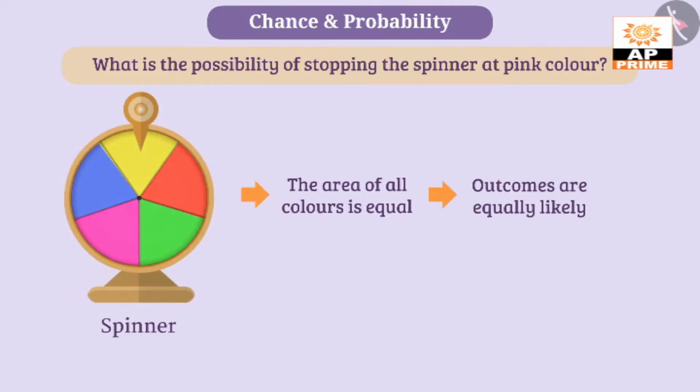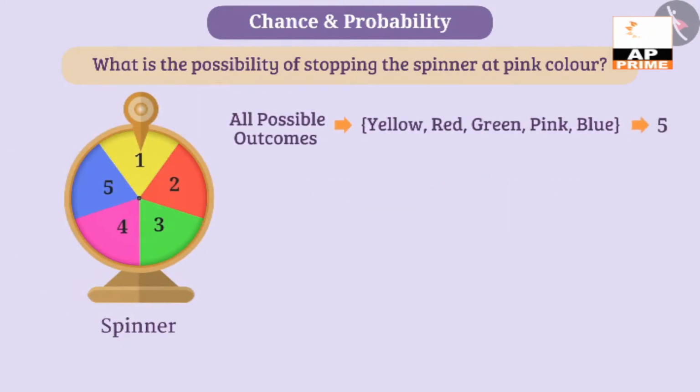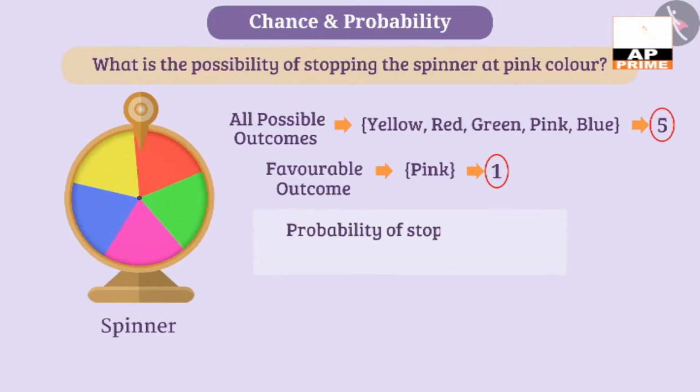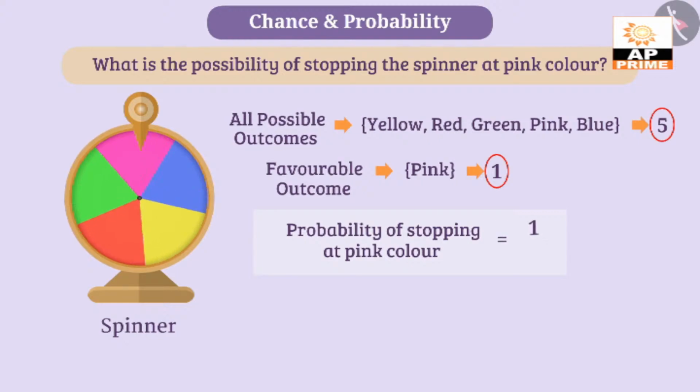In this experiment, there are total 5 possible outcomes. Out of these 5, the favorable outcome is only one, pink color. In this way, on spinning the spinner, the possibility of stopping at pink color is 1 out of 5. We say that on spinning the spinner, the probability of stopping at pink color is 1 by 5.